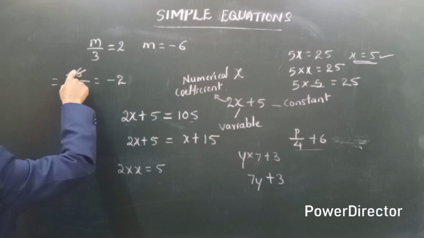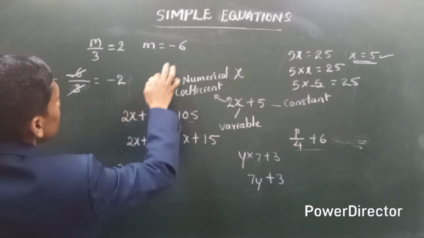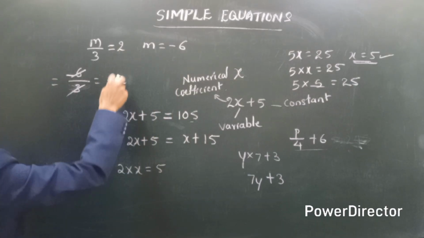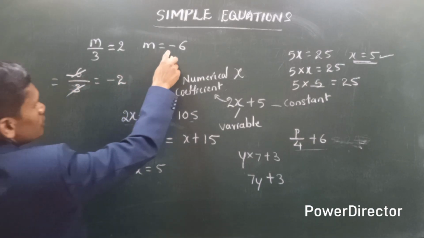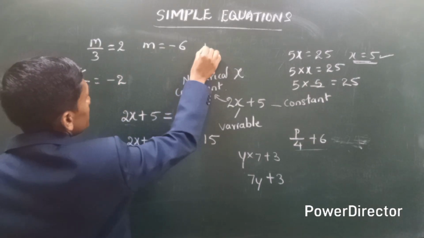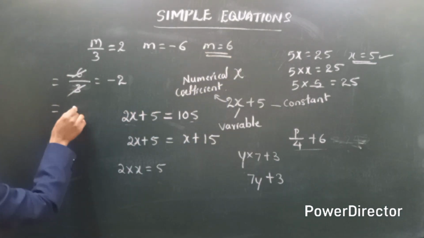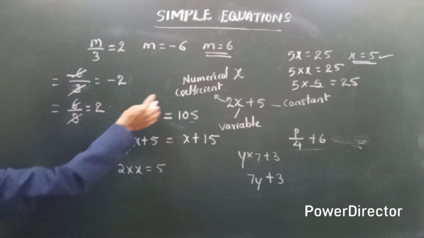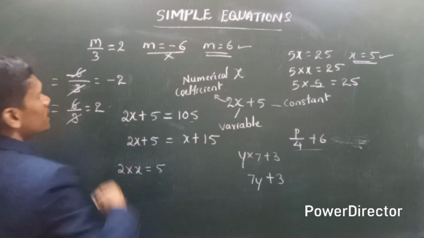But here 2 is given, and we are getting minus 2 after cancellation. So m is equal to minus 6 is wrong. m is equal to 6 is the right value. Because if you substitute 6 in place of m, 6 by 3, 3 twos are 6, so we are getting 2. So m is equal to 6 is the right value. This one is wrong.